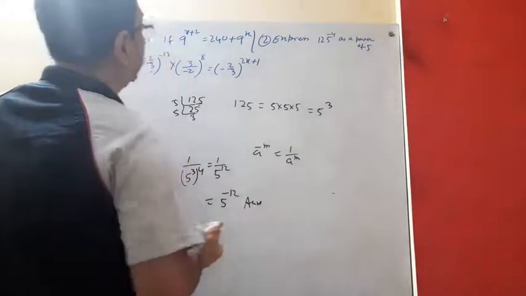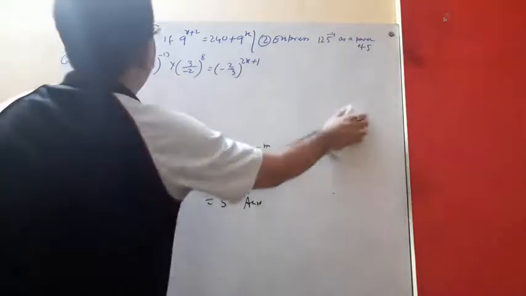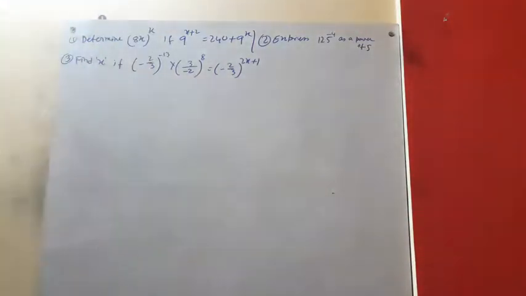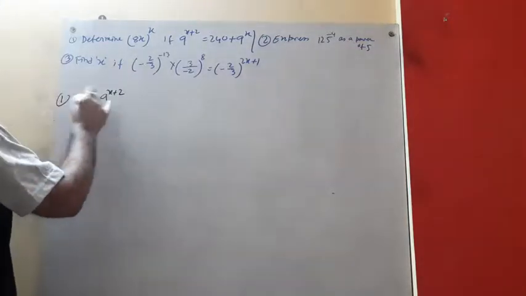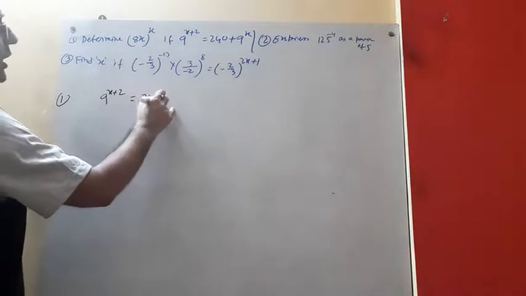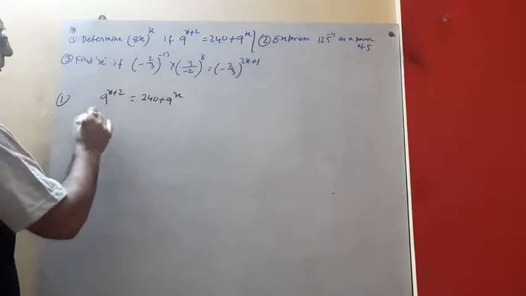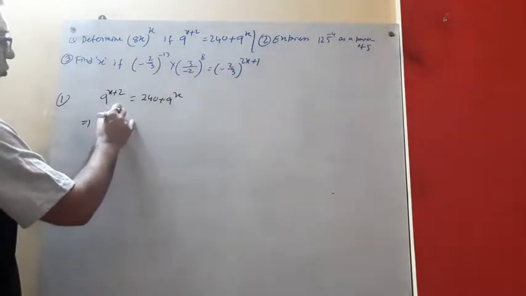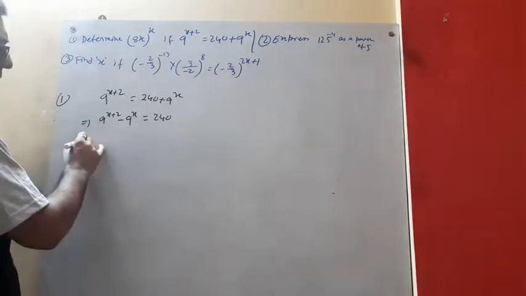Now we'll go for question number 1. Determine 8x whole to the power, okay, if this one is given: 9 to the power x plus 2, we are doing 1 equal to 240 plus 9 to the power x. So what we are getting, 9 to the power x plus 2 minus 9 to the power x equal to 240. This will come here.